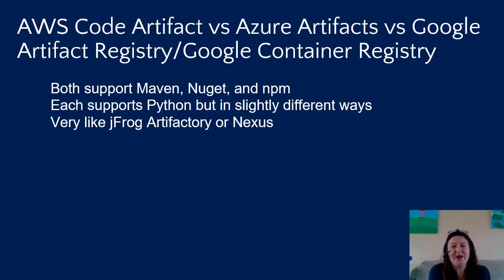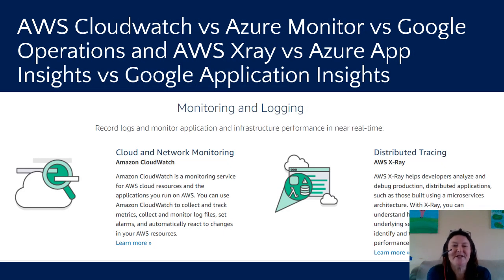So AWS CodeArtifact is similar to Azure Artifacts, which are both similar to JFrog Artifactory or Nexus and so on. Both support Maven, NuGet and npm packaging. They support Python in different ways and so on. So they're very similar. We've talked a lot about Azure Monitor and Azure App Insights, and AWS CloudWatch is very similar to Azure Monitor. AWS X-Ray is very similar to Azure App Insights. I personally prefer the Azure tools in this area, but they're very similar.